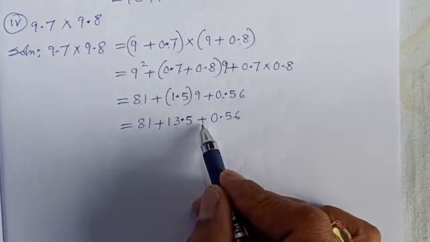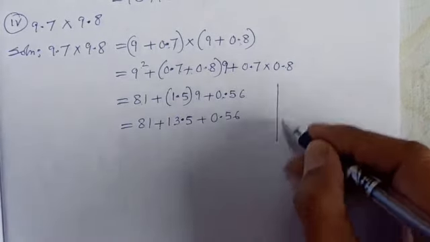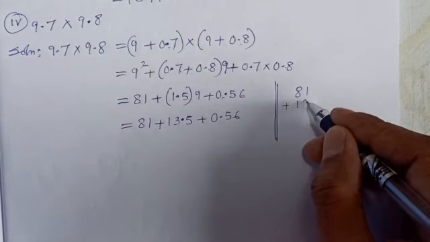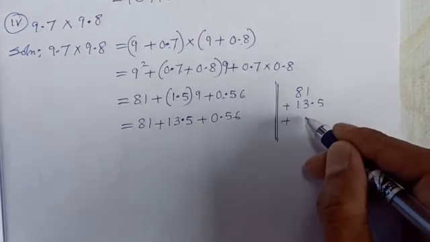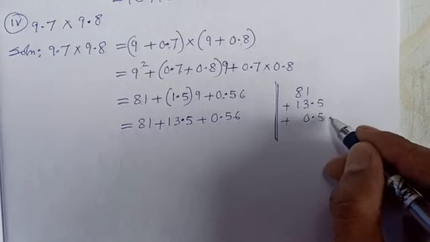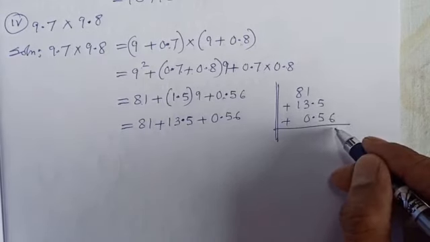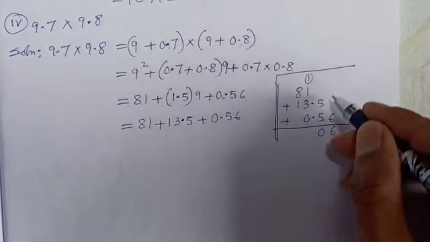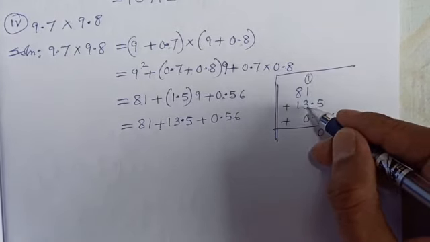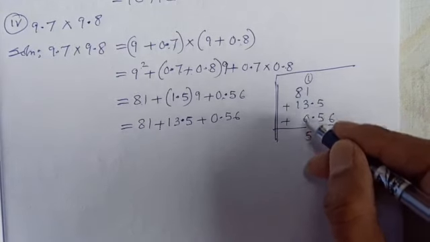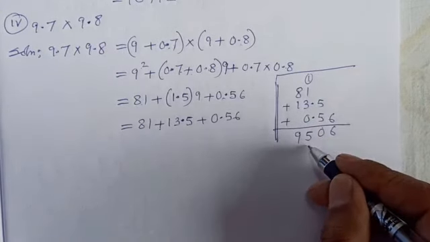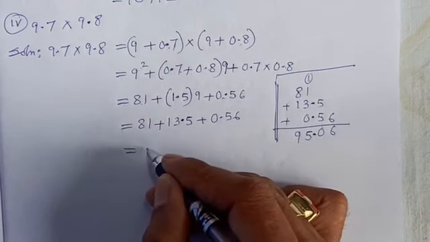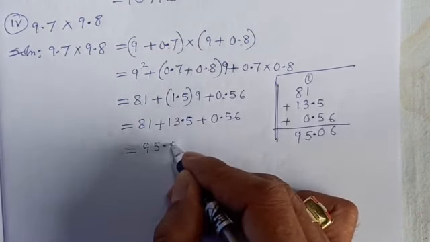Now this is plus sign, this is also plus sign. Let us add these numbers. 81 plus 13.5, then plus 0.56. Here 6. 5 plus 5 is 10, so 1 carry. 1 plus 1 is 2, 2 plus 3 is 5. 8 plus 1 is 9. So we are getting 95.06. So here is decimal point, so point will come here. So 95.06, and this is the answer.